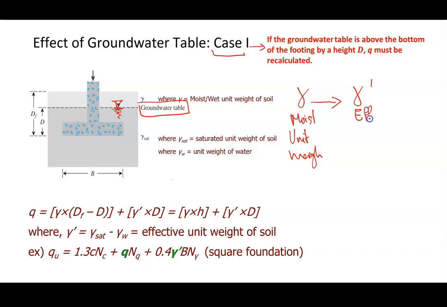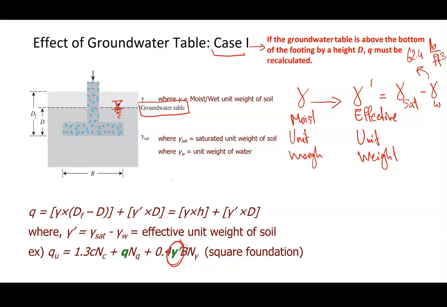Now we need to use effective unit weight. That is saturated unit weight minus unit weight of water, and unit weight of water is 62.4 pounds per cubic foot. So in the formula, instead of gamma, you need to use gamma prime. Instead of moist unit weight, you need to use effective unit weight, and that again is saturated unit weight minus unit weight of water.